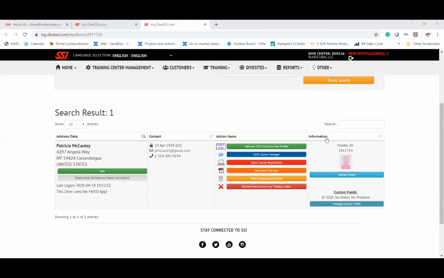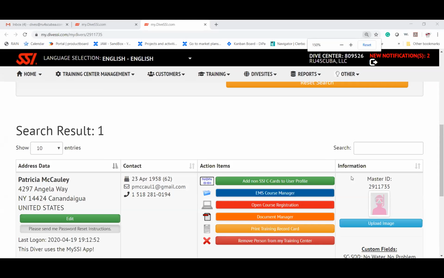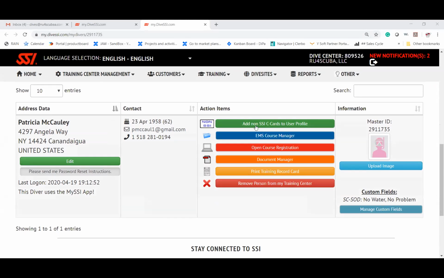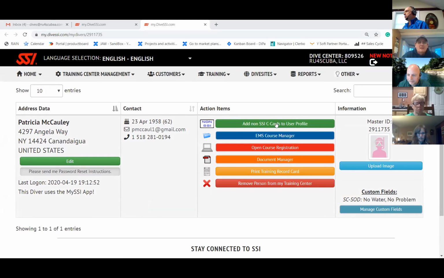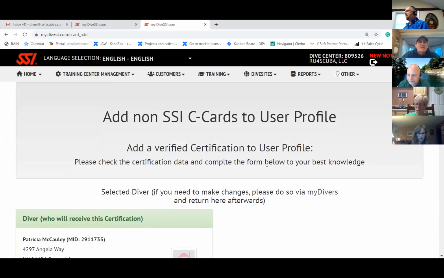All right, so you'll see something like this. I get to see everybody, but you'll see something like this, right? There's a green button here that has the words non-SSI next to it. Maybe blow that up a little bigger for people. All right. So, add non-SSI C cards to user profile. When you click on that, that is where you add non-SSI C cards to the user profile.